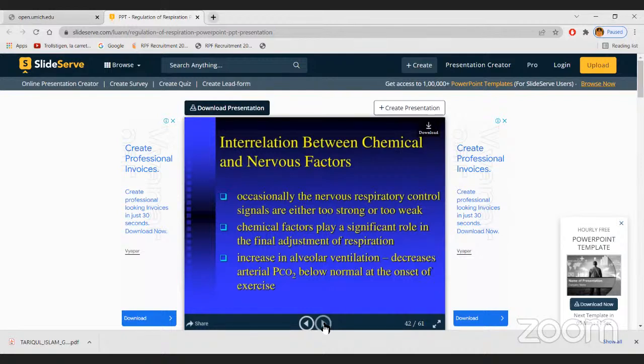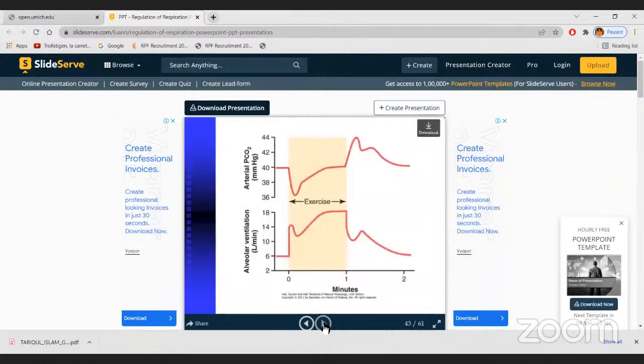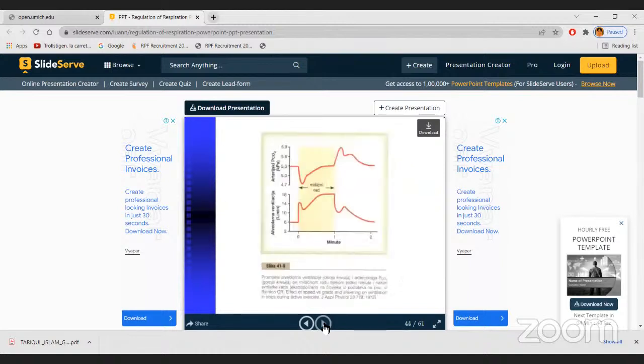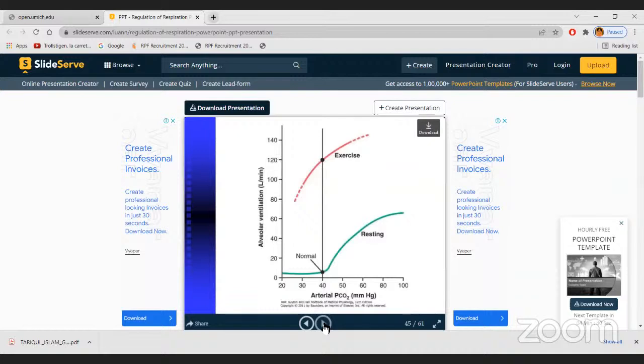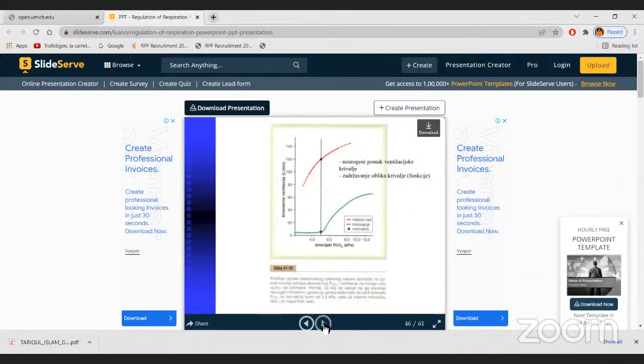The interrelations between chemical and nervous factors. The nervous respiratory control signals are either too strong or too weak. The chemical factors play a significant role in the final adjustment of respiration. The increase of alveolar ventilation decreases alveolar PCO2 below normal at the onset of exercise. So this is the minutes of exercise, during resting periods. So this is the alveolar pressure of carbon dioxide in exercise and normal.